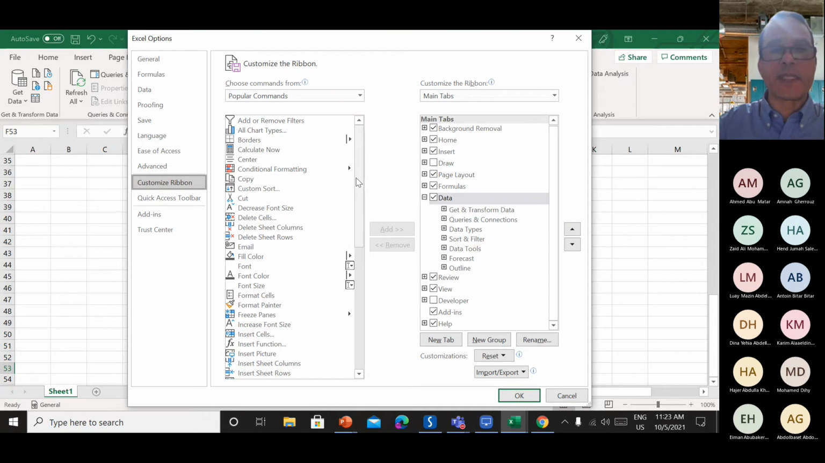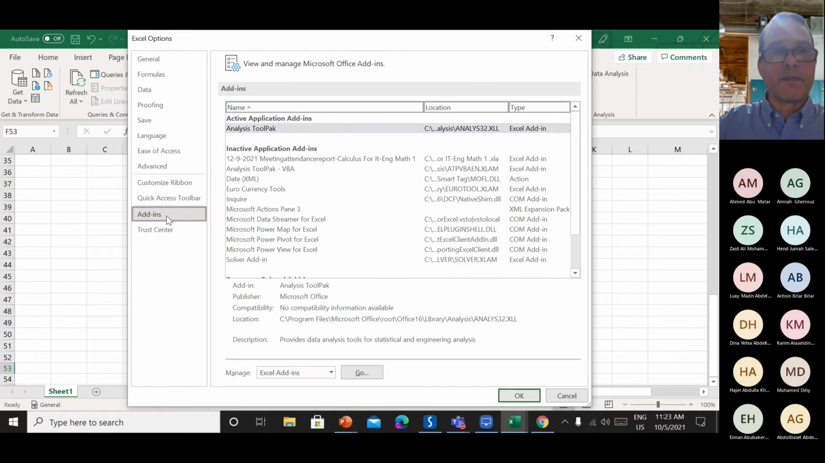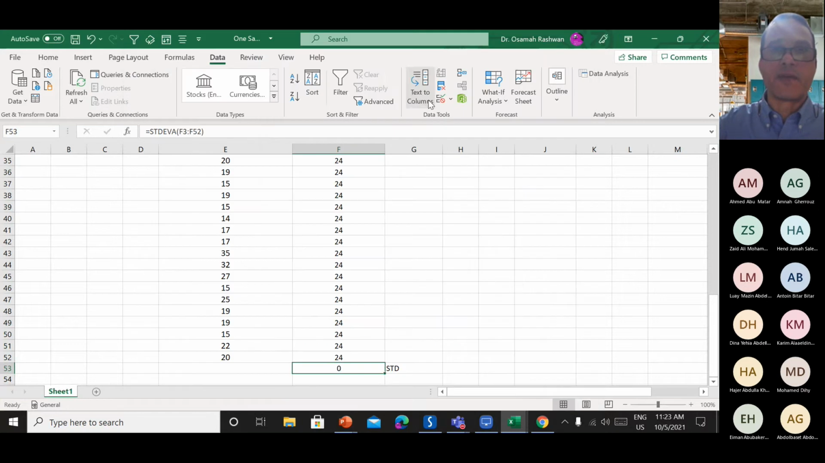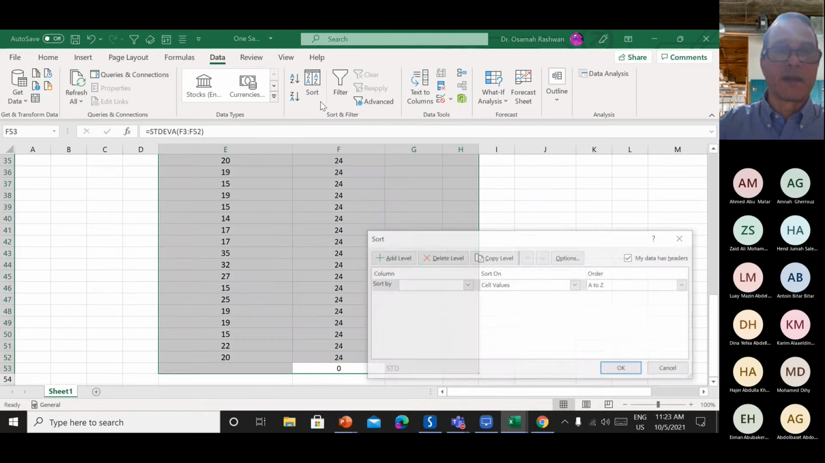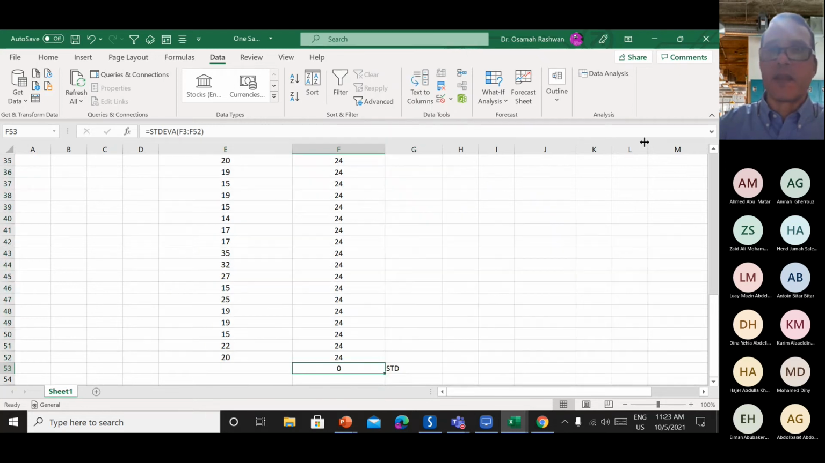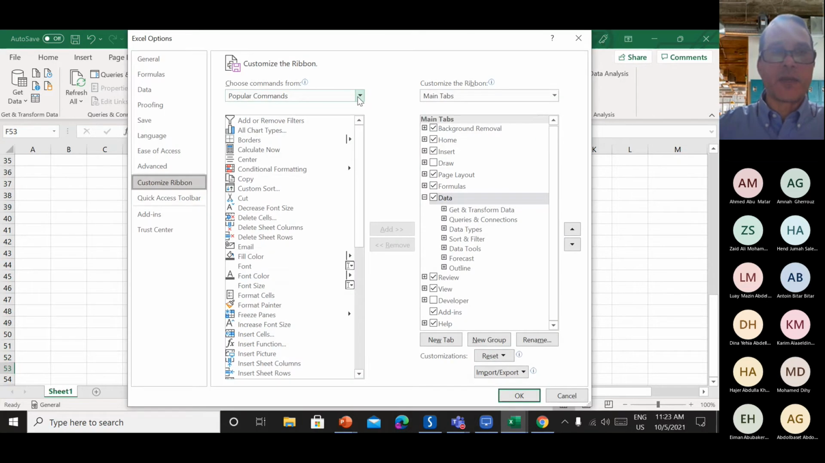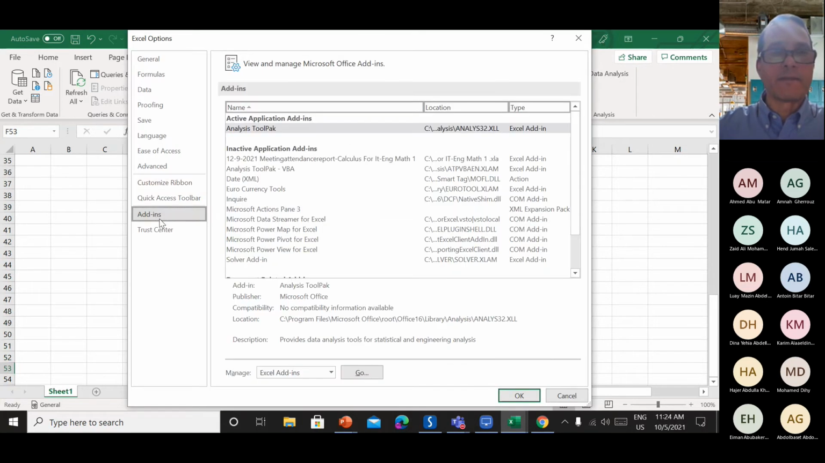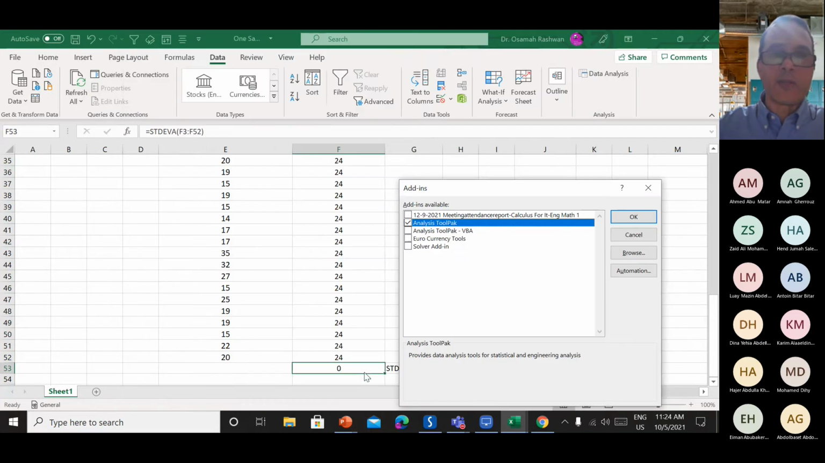If you don't have the data analysis, please activate it. Do I put customize the ribbon? Yes. And you will have, again, I will do it for you. So you'll have this window. Click on add-ins. Yeah. You have this analysis toolbox, right? Yeah. Press go. Don't press OK. Press go to go to the Microsoft.